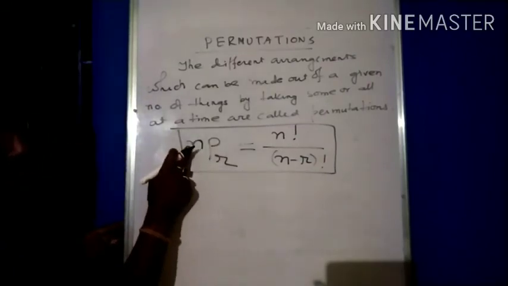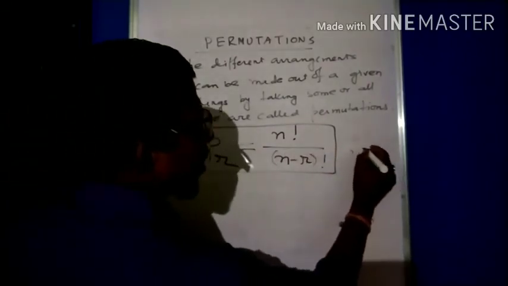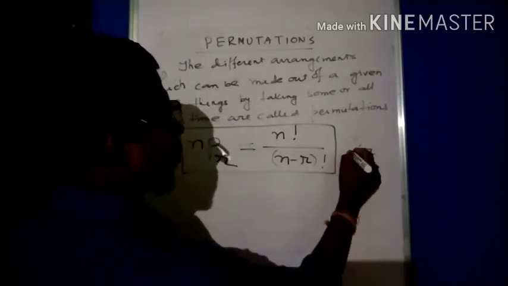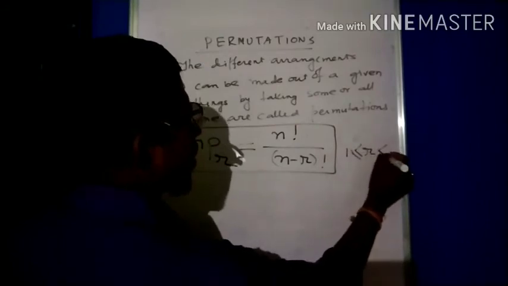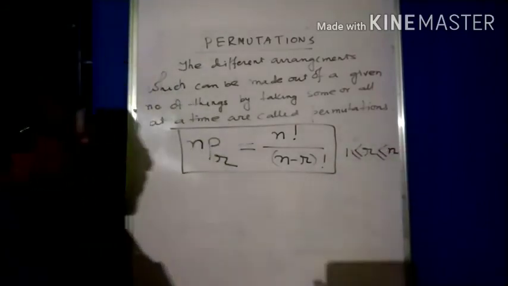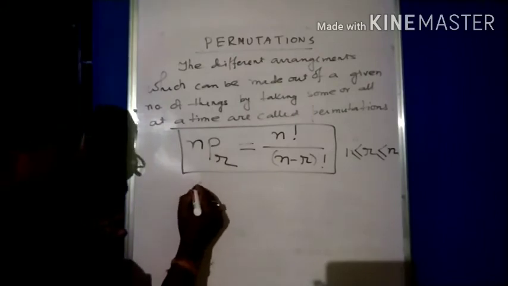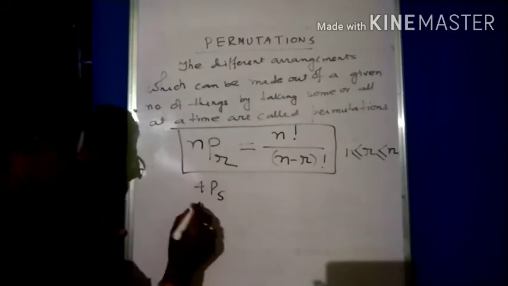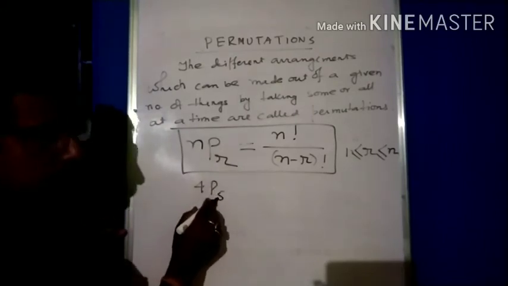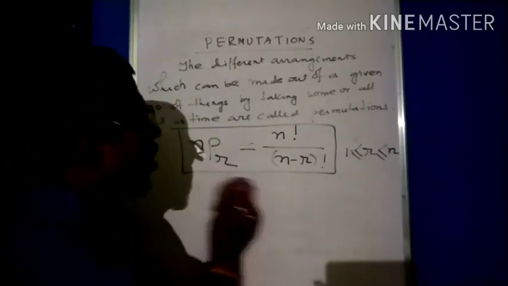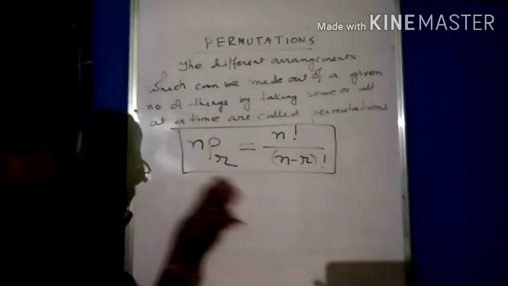r cannot exceed n. r should be greater than or equal to 1 and less than or equal to n. Suppose there are 4 people, we cannot arrange 5 at a time. 4 people we can arrange 4 at a time, 3 at a time, 2 at a time, 1 at a time. So this is called permutations.